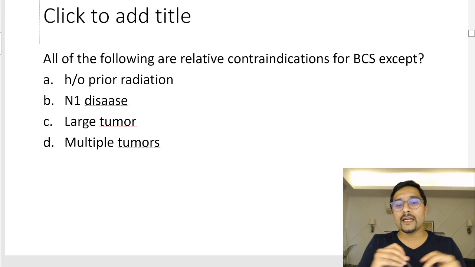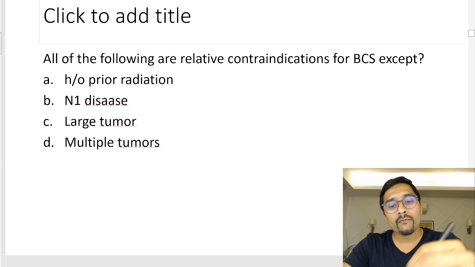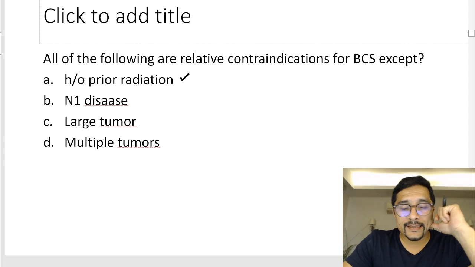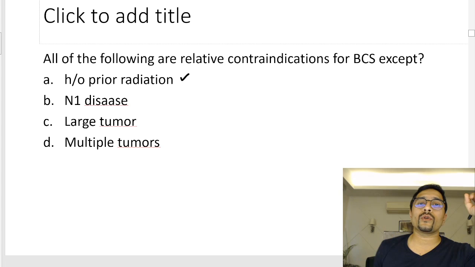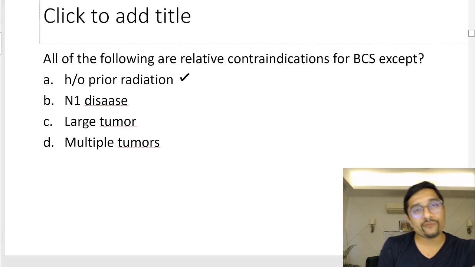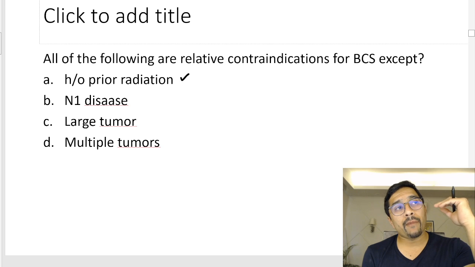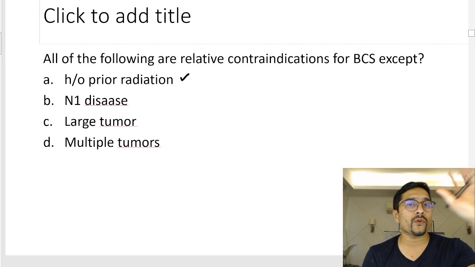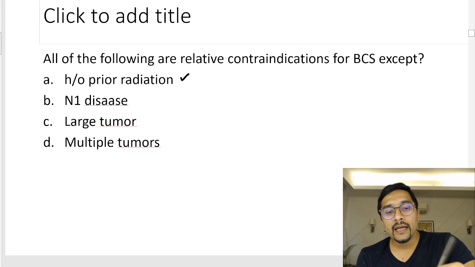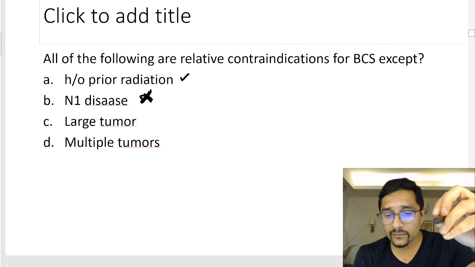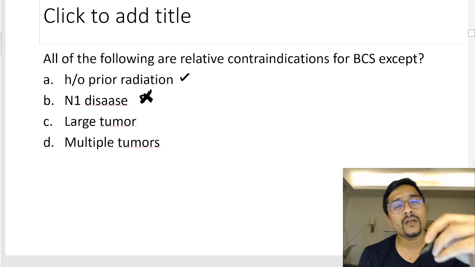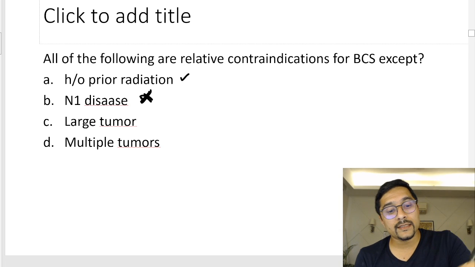All of the following are relative contraindications for breast conservation surgery except prior radiation. Yes, because prior radiation, what is going to happen is that we have to give radiation after breast conservation, but there are newer techniques where radiation can be given again to the chest wall after a certain gap. N1 disease is not a contraindication. You can easily carry out breast conservation surgery if there is N1 disease as well.